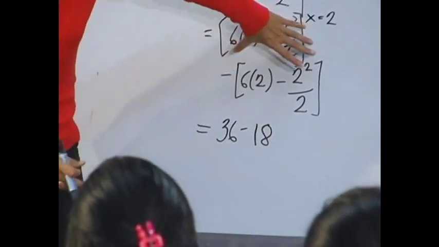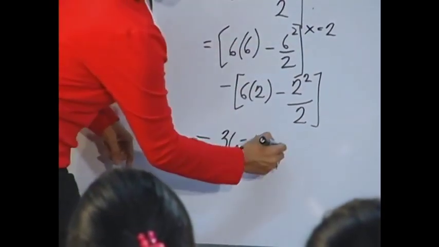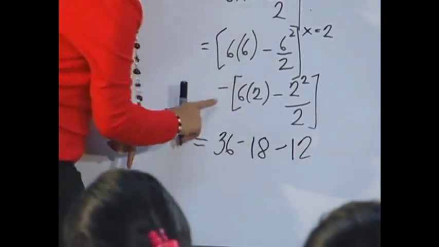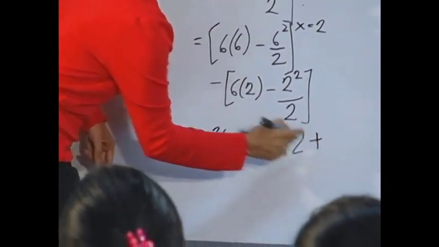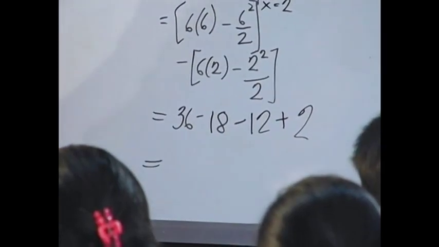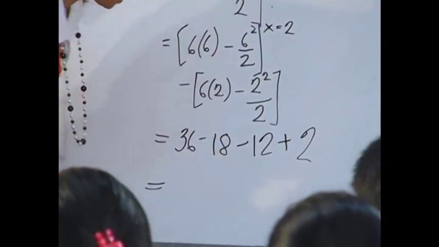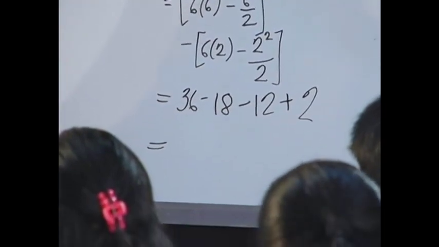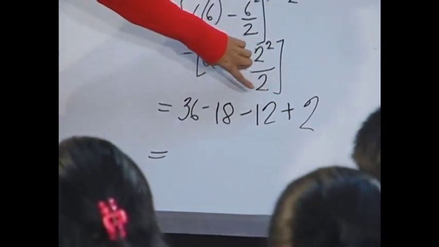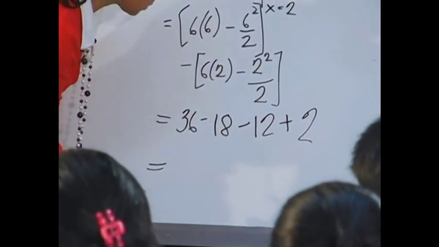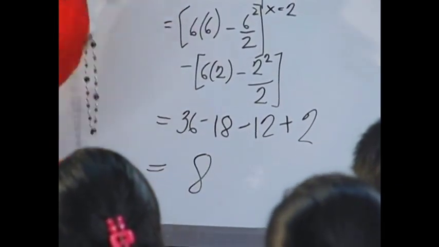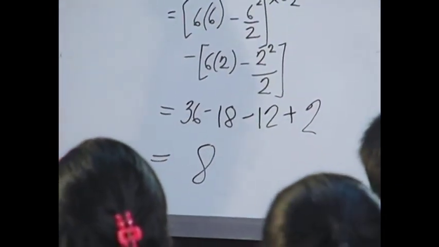Now I'll get rid of the grouping symbol at the same time. This is minus 12. Minus minus gives us plus. 2 squared over 2, 2. Okay. 36 minus 18, 18. Minus 12, 6. Plus 2, 8. Okay. Are we done? Yes.